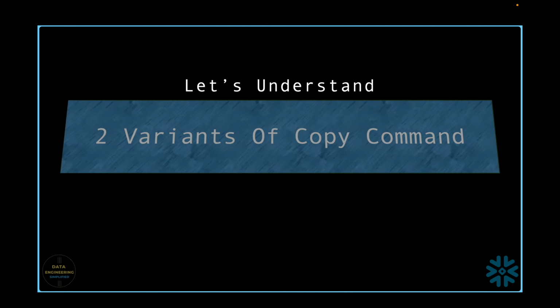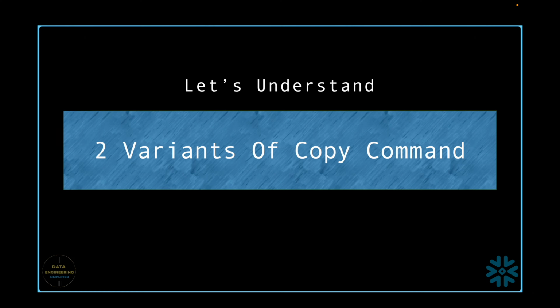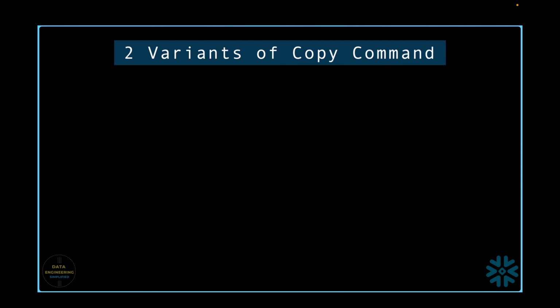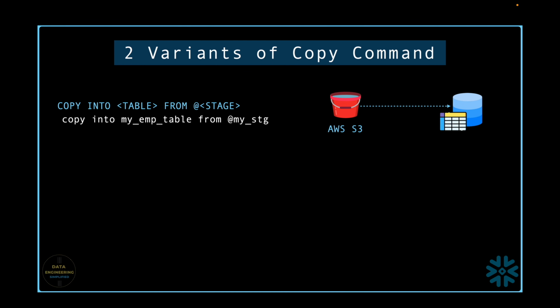Let's first understand two variants of a copy command. If you have to copy data from an external stage location to Snowflake tables, you run a copy command: copy into table name from stage name. For example, copy into my EMP table from @mystage. Here, the stage could be an external stage or internal named stage or user stage or table stage. It could be anything, and it really doesn't matter for this copy command. This process is called loading data into Snowflake from a stage location.